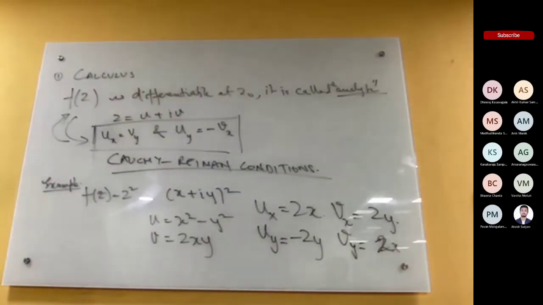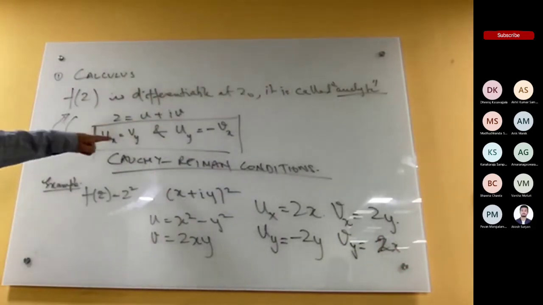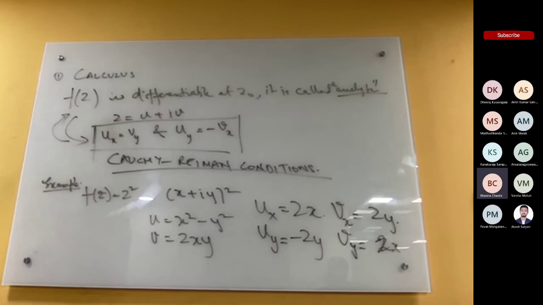Now, does this condition satisfy? Is the partial derivative of u with respect to x equal to the partial derivative of v with respect to y? Yes. Partial derivative of u with respect to y, is it minus of the partial derivative of v with respect to x? Yes. So the Cauchy-Riemann conditions are satisfied. Correct? So f(z) equals z square is differentiable, is an analytic function.